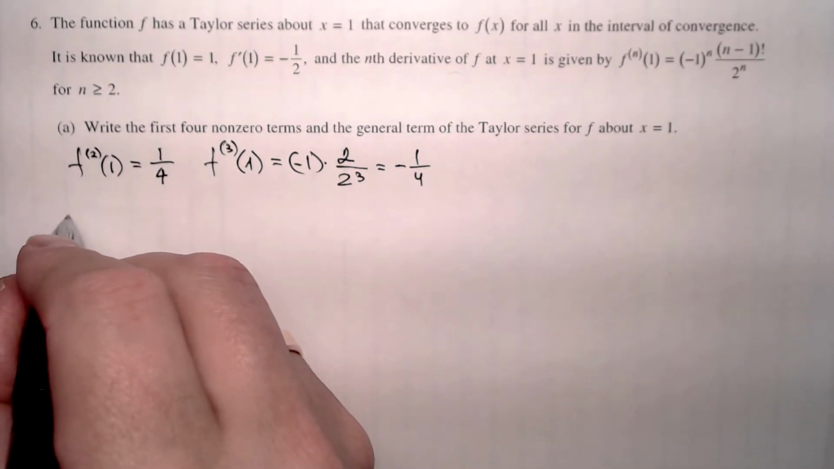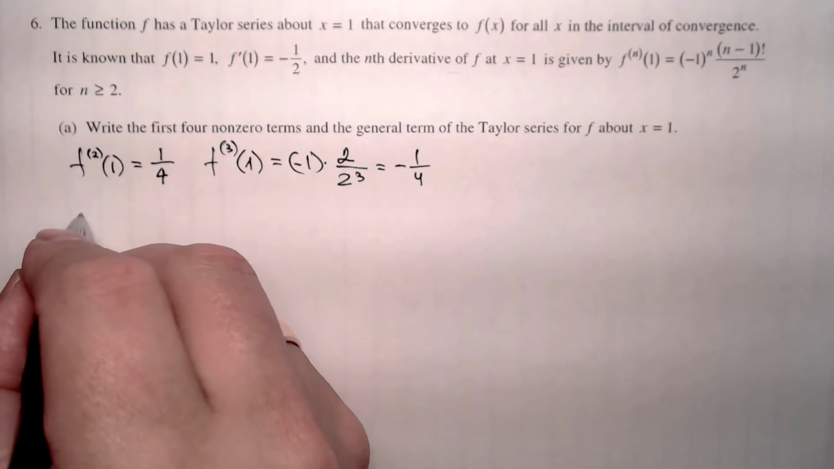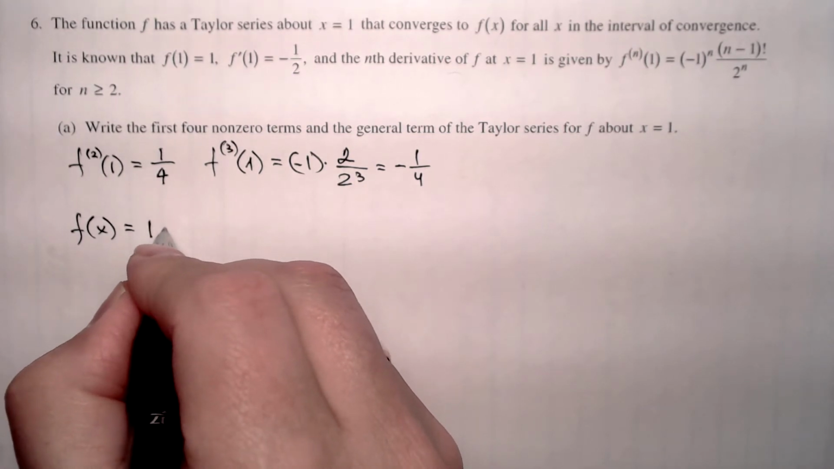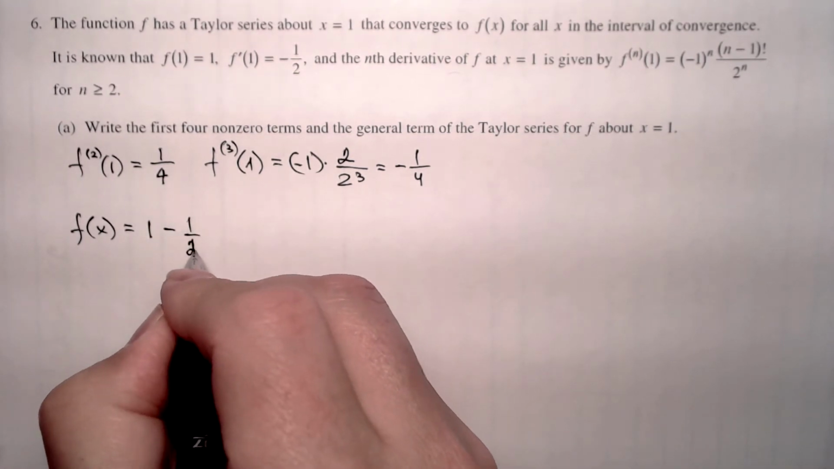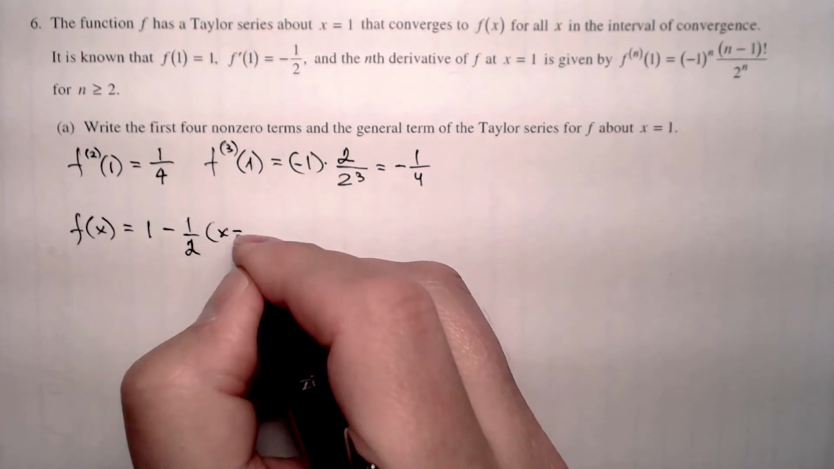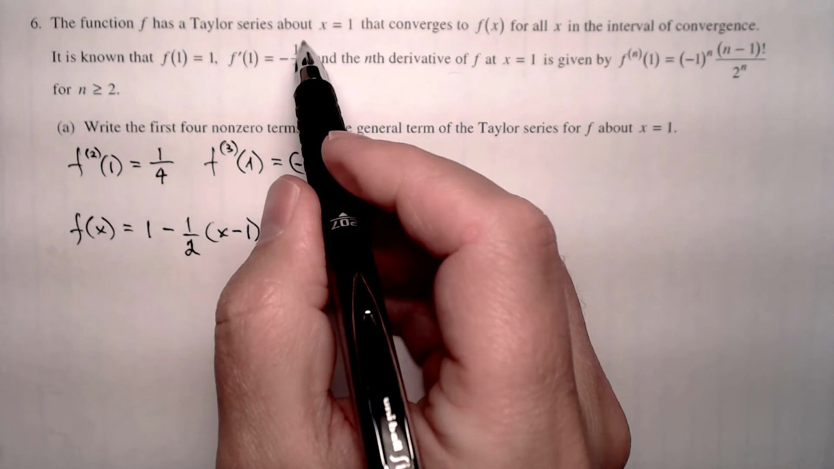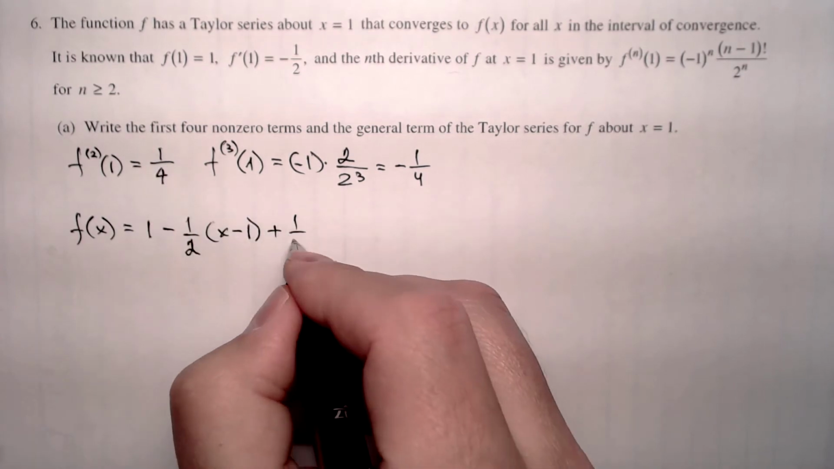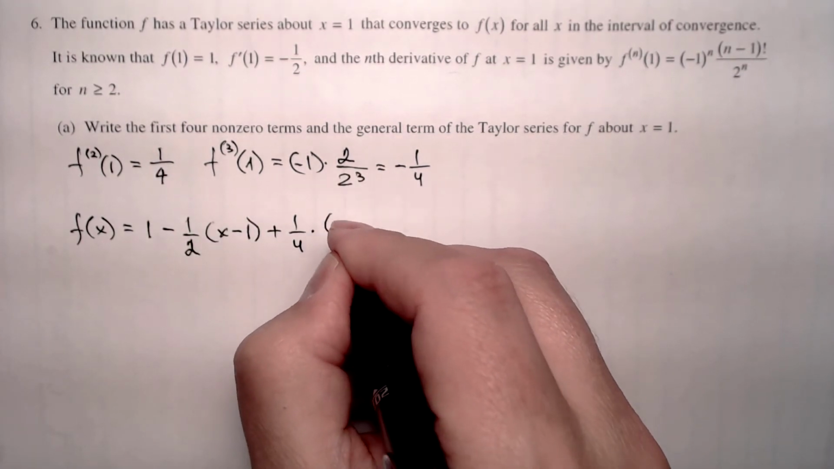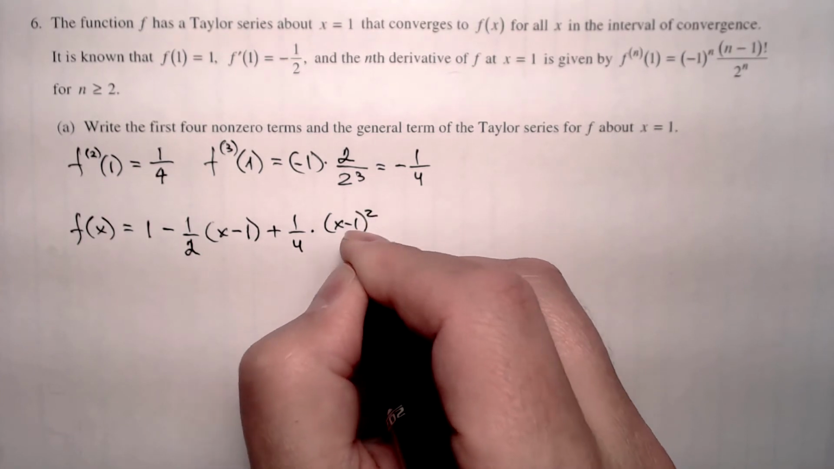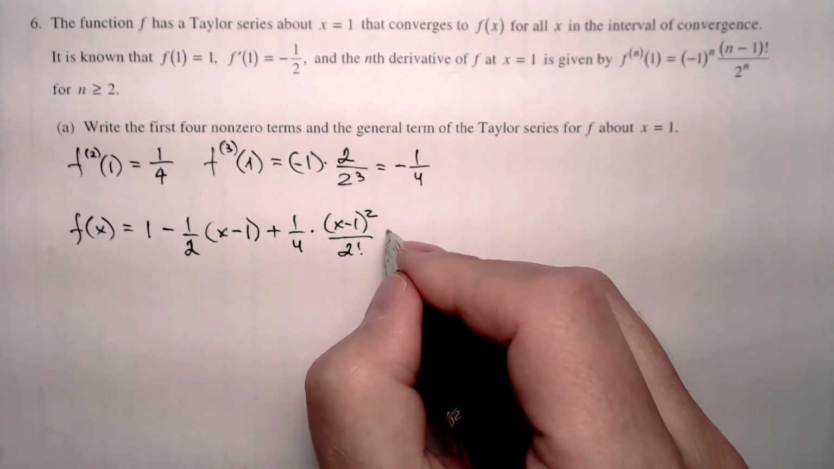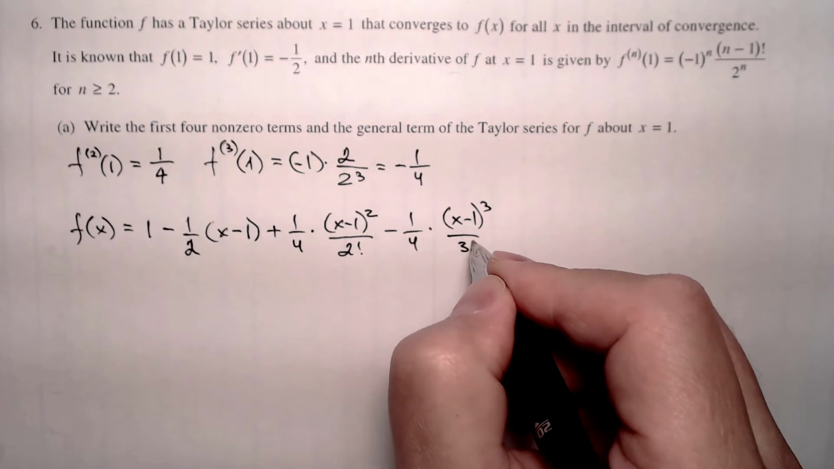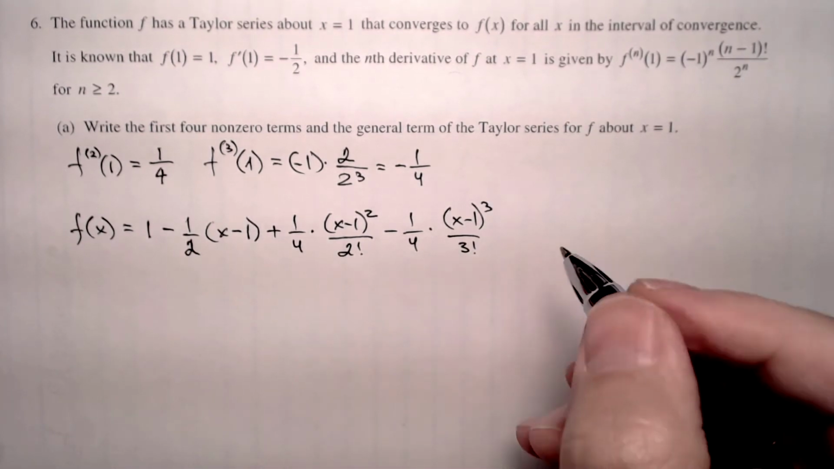So then what we have here, f of x, is equal to f of 1, which is 1, minus 1/2, and then x minus 1, because it's about x equal 1, plus 1/4 times x minus 1 squared over 2 factorial, minus 1 over 4 times x minus 1 cubed over 3 factorial. So these are our first 4 terms.